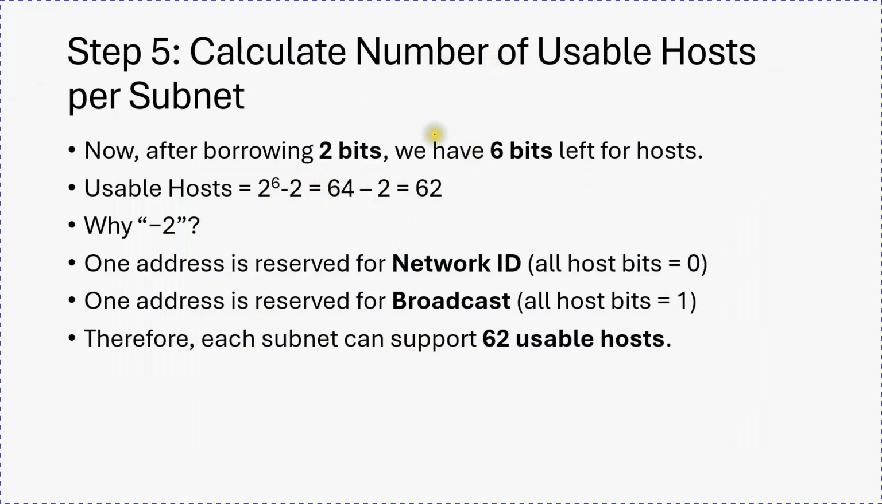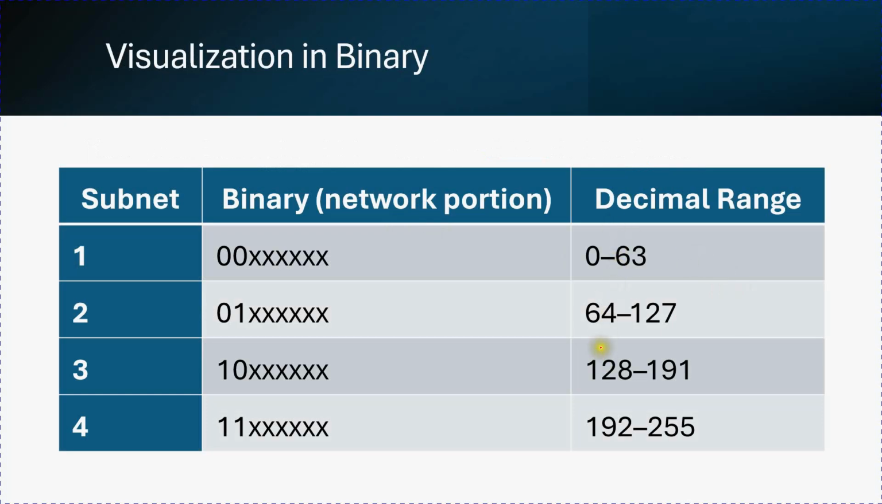So calculate the usable hosts of the first subnet. After borrowing 2 bits, we have 6 bits left in the host. So 2 to the power of 6 minus 2, 64 minus 2, gives 62 hosts. This is the reason we subtract 2: the network ID and the broadcast ID. All zeros is the network ID, all ones is the broadcast ID. So this is the usable range; this is your network, and this is the remaining host IPs of yours.